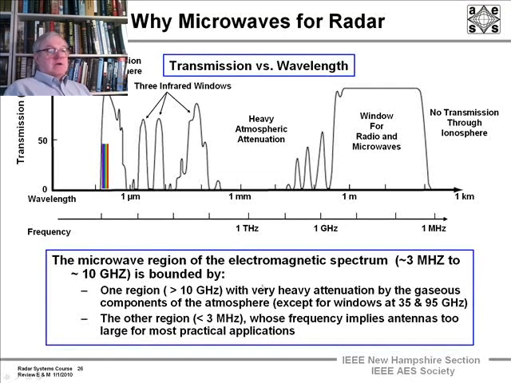Above 10 gigahertz, there's very heavy attenuation by gaseous components in the atmosphere, except at windows at 35 and 95 gigahertz, and the other region below 3 megahertz implies frequencies that are too large to be practical. It implies antennas. The antenna size will be lambda over d, and you have to have incredibly huge antennas.